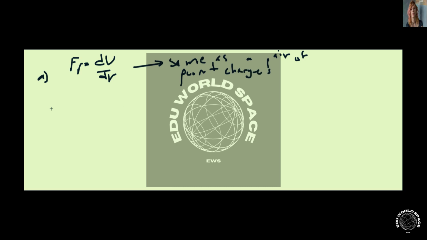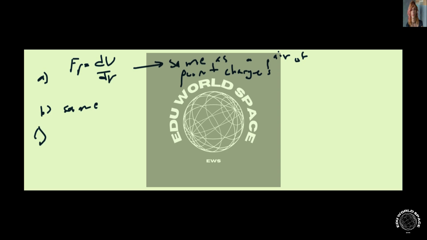Now moving on to part B. The potential for a solid insulating sphere with a uniform charge density is the same outside of the sphere as for a spherical shell. So it's the same. This is the same outside the spherical shell, and it's the same as the uniform charge density.